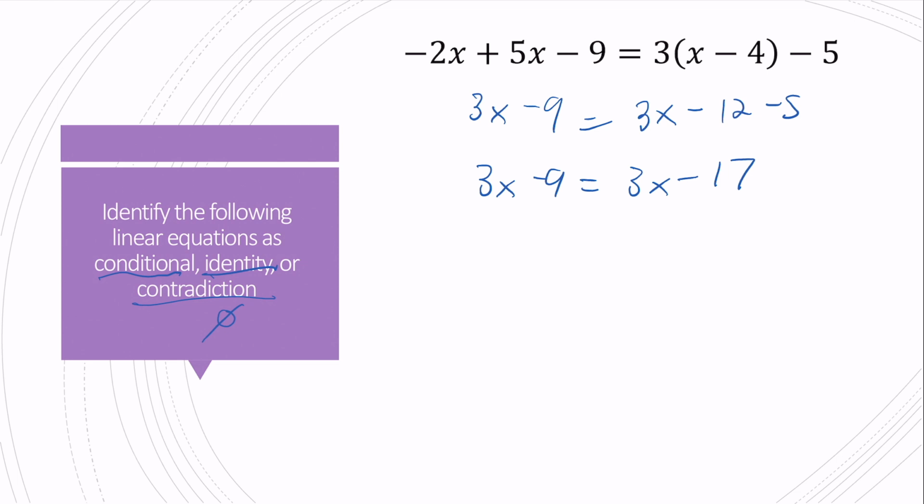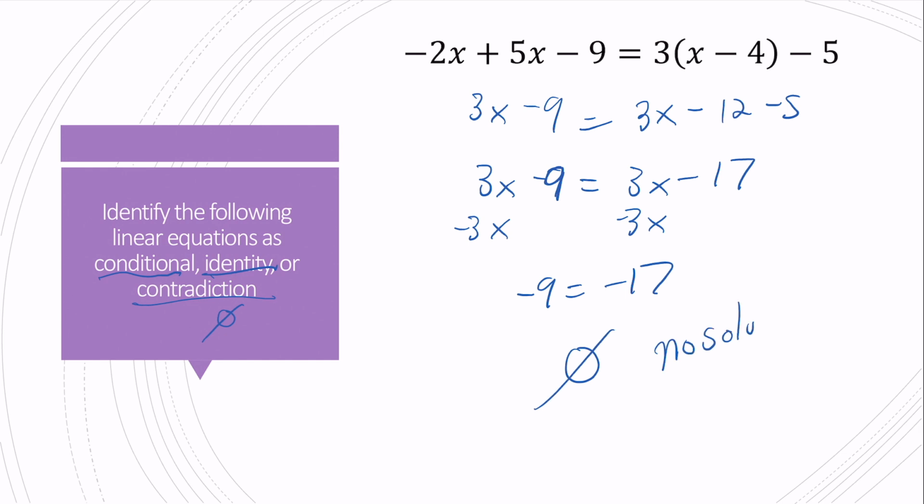I'm sure some of you may already see what our answer is going to be here. If I subtract 3x from both sides, I get negative 9 is negative 17. That means there is no solution. Because we got a false statement, that means we're going to have no solution. There are no values of x that would make this equation a true statement.